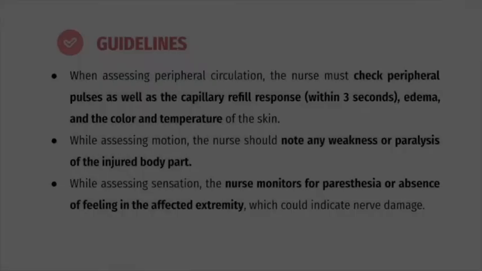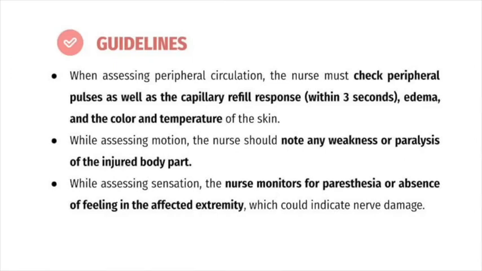Next guideline, when assessing peripheral circulation, the nurse must check peripheral pulses as well as the capillary refill response within 3 seconds. Check also edema and the color and temperature of the skin. Next, while assessing motion, the nurse should note any weakness or paralysis of the injured body part. And the last guideline, in assessing sensation, the nurse monitors for paresthesia or the absence of feeling in the affected extremity, which could indicate nerve damage.